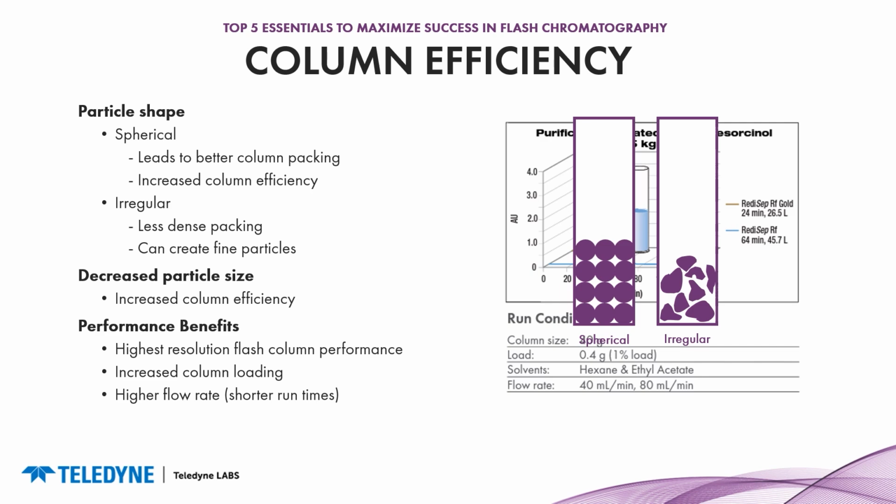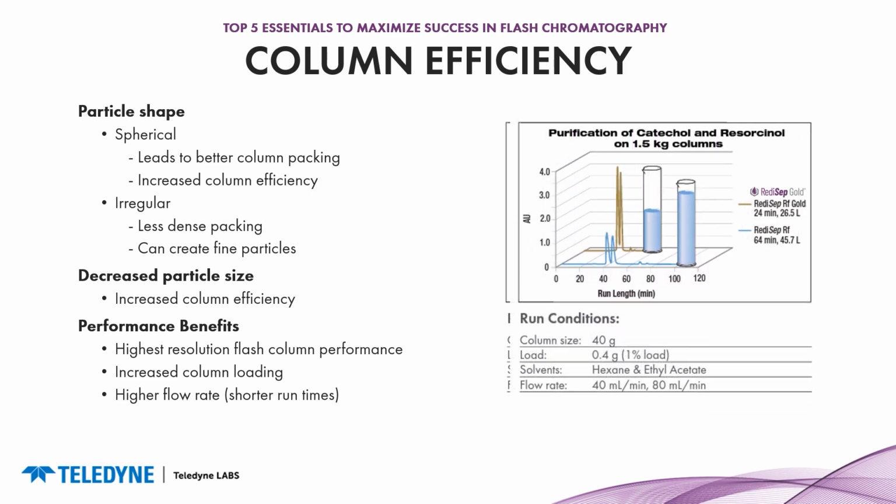Now let's look at an example on our two different types of media here at Teledyne ISCO. Our Ready Set Gold, as we mentioned on the previous slide, is our high performance columns. These are spherically shaped and they're 20 to 40 microns in particle size. The Ready Set material is irregular and it's also 40 to 60 microns.